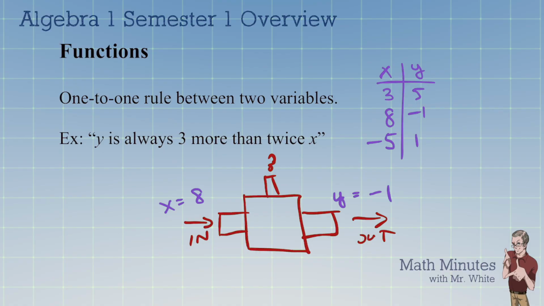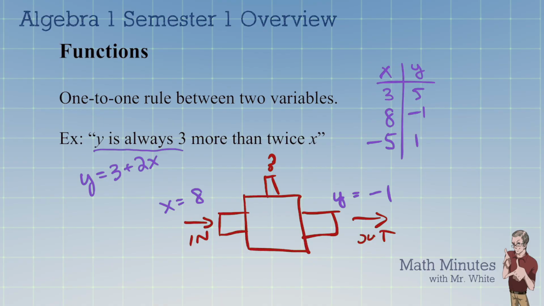All right, so a function is very predictable. Every time a certain number goes in, the same output happens. So inputs and outputs are combined together. So I have an example here. Y is always 3 more than twice x.